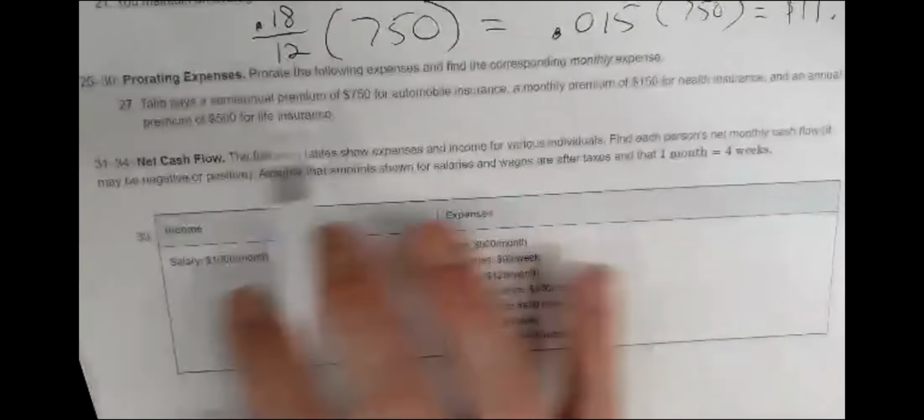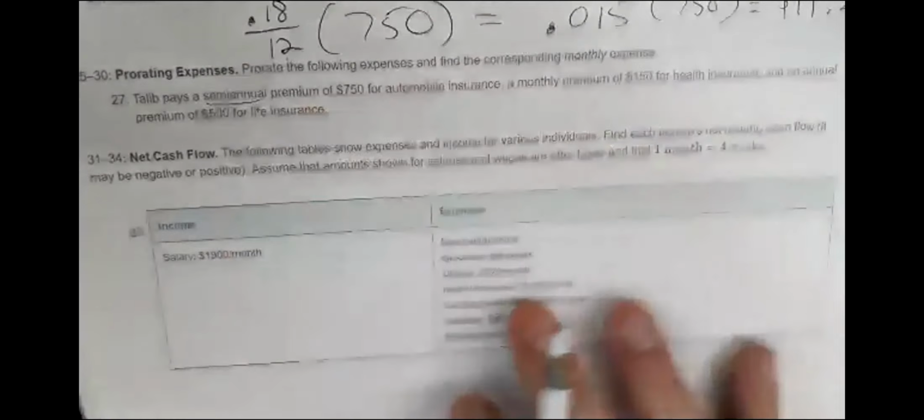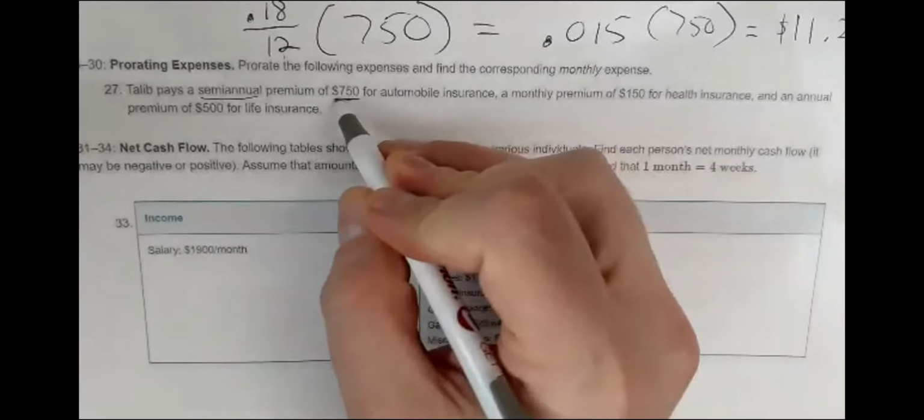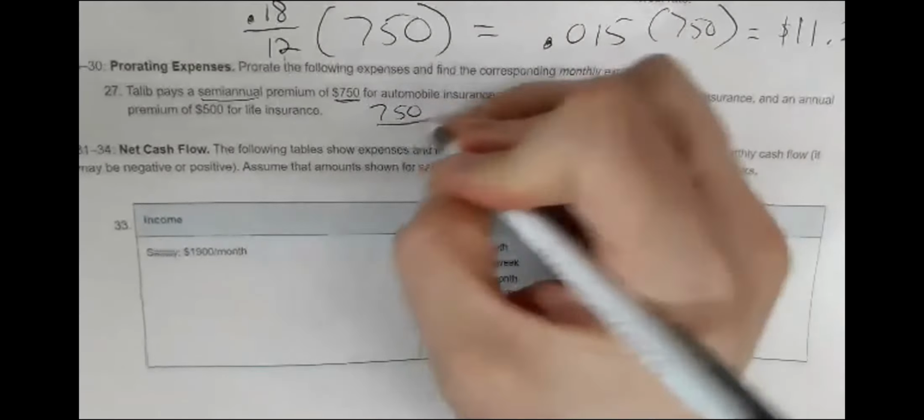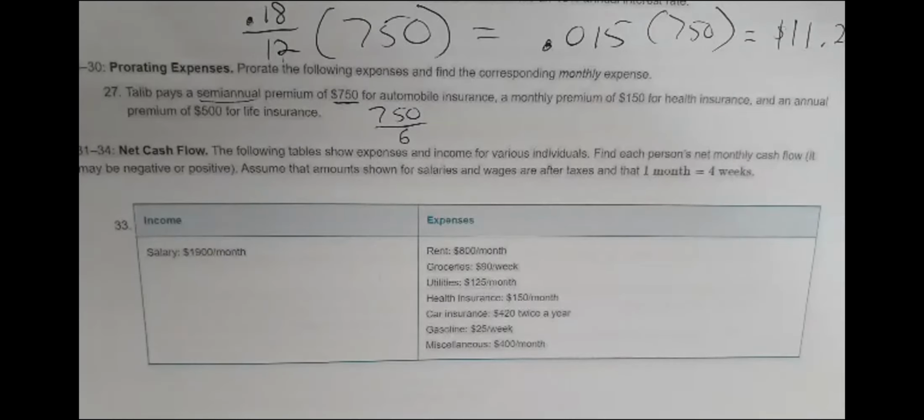Okay, so if he's paying a semi-annual, what does semi-annual mean? That's a word that maybe we haven't had. Twice a year. So if he's paying this twice a year, he's paying $750 for automobile insurance. How do we prorate that to per month? Divided by, not 12 this time, 6. If it was a whole year, it would be 12. Since we're doing half a year, this would be 6. So every 6 months, he's going to have to pay $750 is another way to think about it, right?